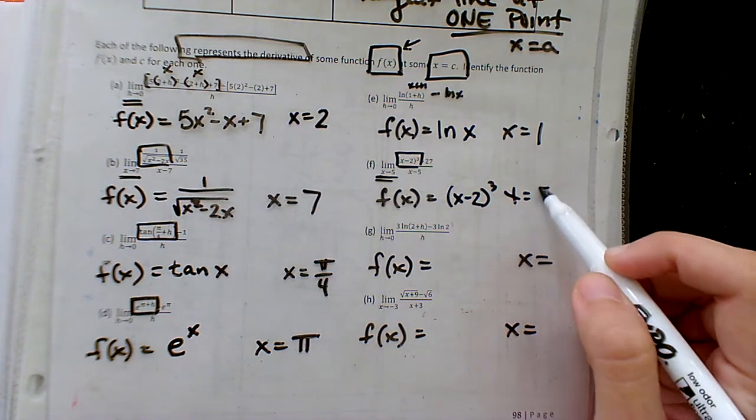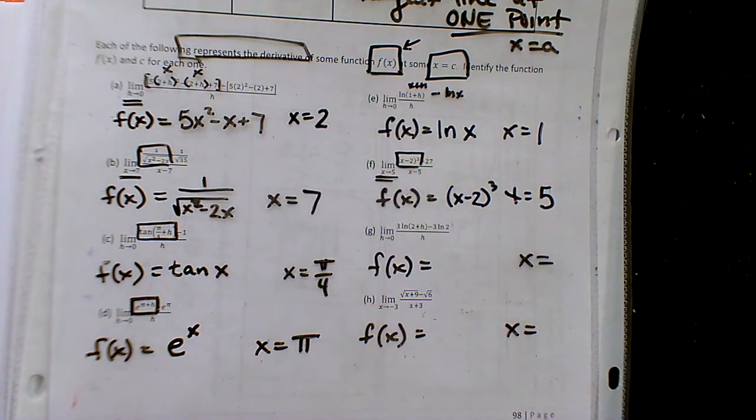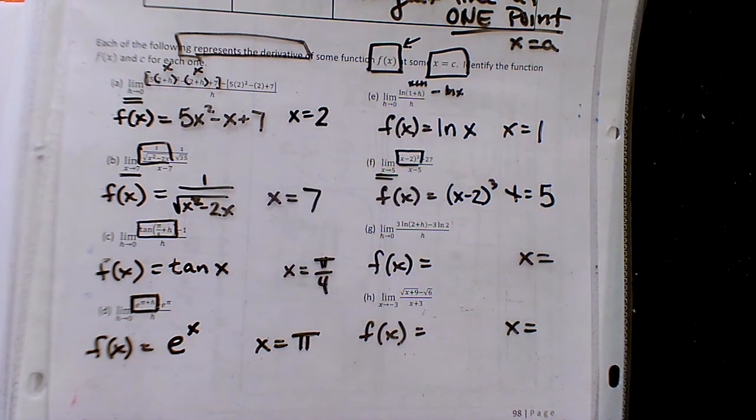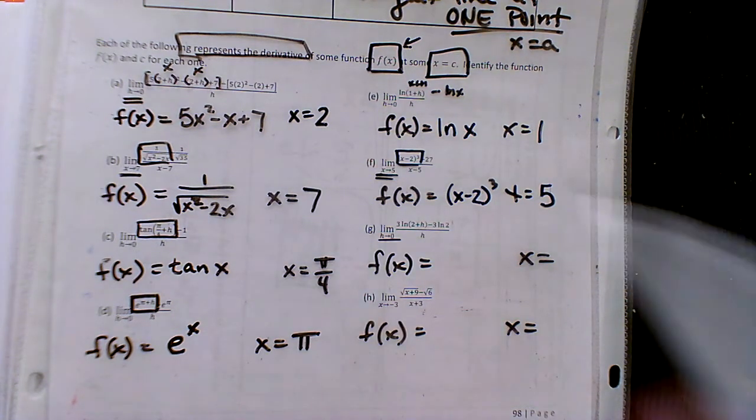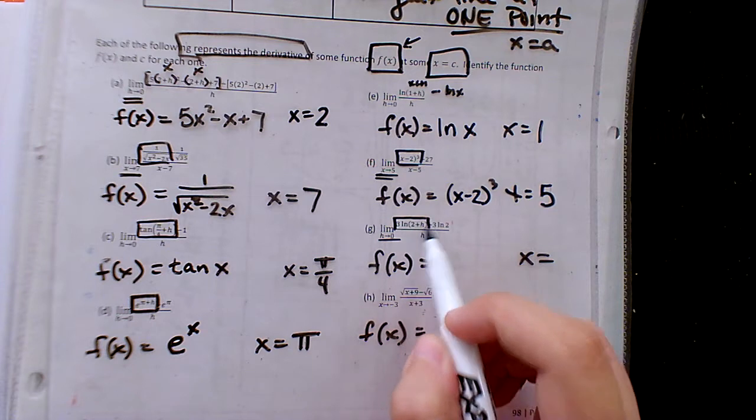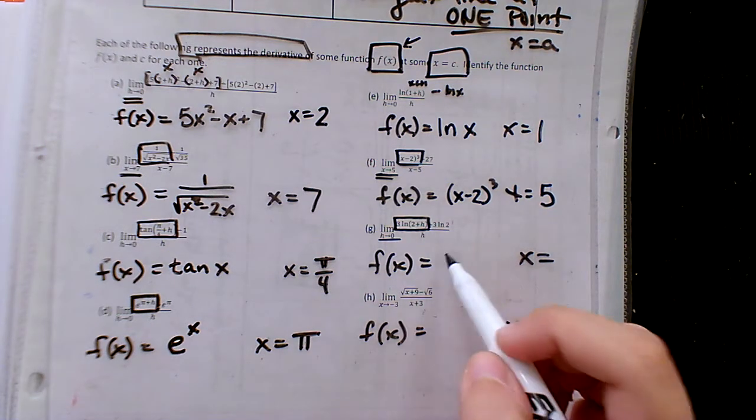Good, Christian? Is it 5? It is 5. Yep, whatever the x is approaching. If we check out g, that's another h limit. So we want to find where the x plus h is written. So that looks like it shows up first.